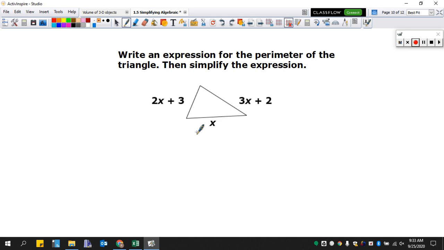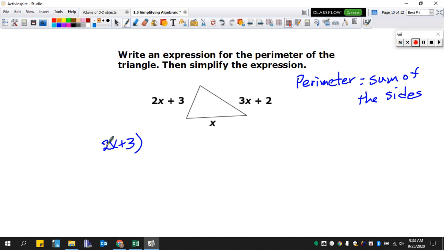All right. So this is write an expression for the perimeter of the triangle. Perimeter is a distance around. So this would be the sum of the sides. All right, the sum of the sides. So that means you add all the sides together. So we're going to say 2x plus 3, that's the first one, plus 3x plus 2, plus just an x.